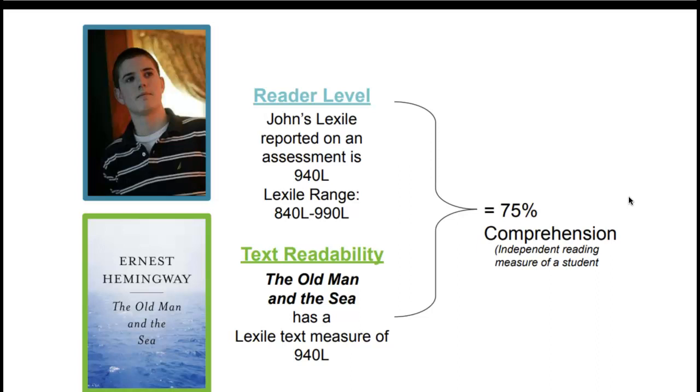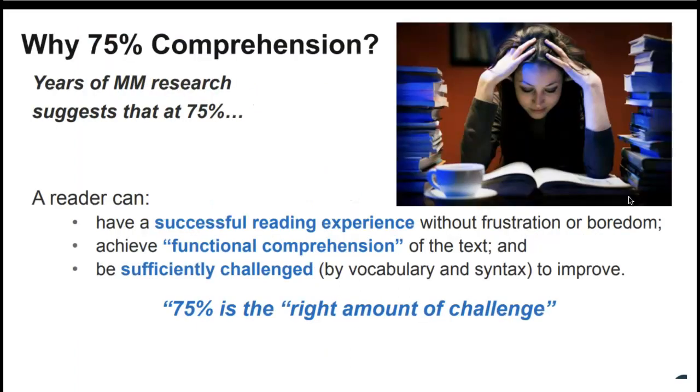Real quick example, John's Lexile on his FastBridge test was 940, which falls in that range of 840 to 990. And there's a book below that has the same Lexile. He'd be able to read that because it falls in his range with about a 75% comprehension independently. That's our goal. We want you to be at 75% comprehension, because at that level, you will not be frustrated by encountering too much hard stuff, and you won't be bored because it's too easy.